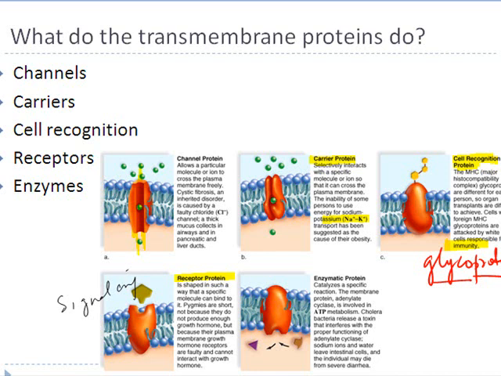And lastly, we have the enzymatic proteins, whose main function is enzymatic activities or metabolic reactions. And without the presence of these enzymes, if these membranes were not there, then the cell would never be able to perform the many reactions that we will talk about later in the chapter of respiration and metabolism.